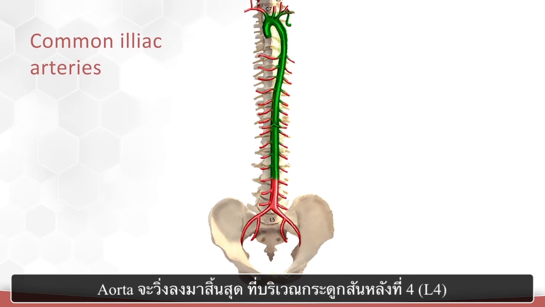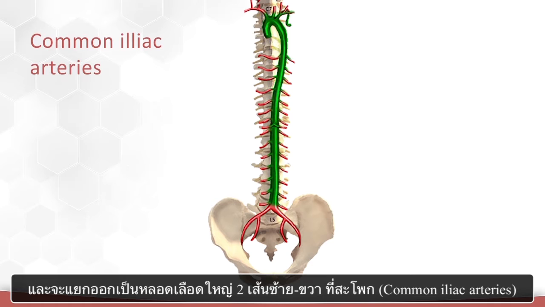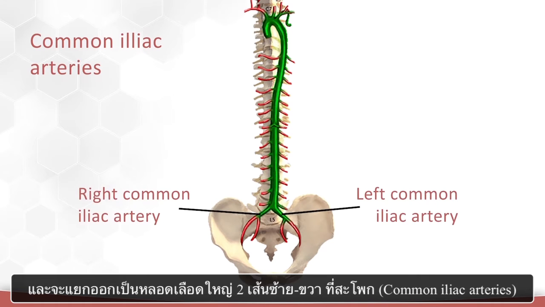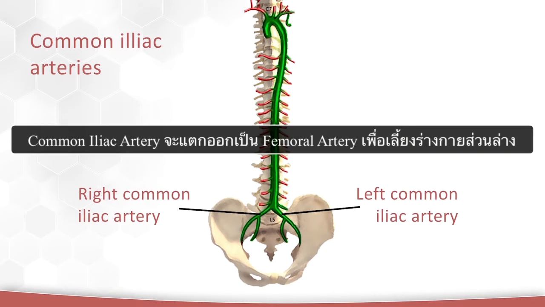Continuing into the lumbar region, at the level of about the L4 vertebral body, the aorta bifurcates into the left and right common iliac arteries. The common iliac arteries give rise to the femoral artery, which supplies blood to the lower extremities.